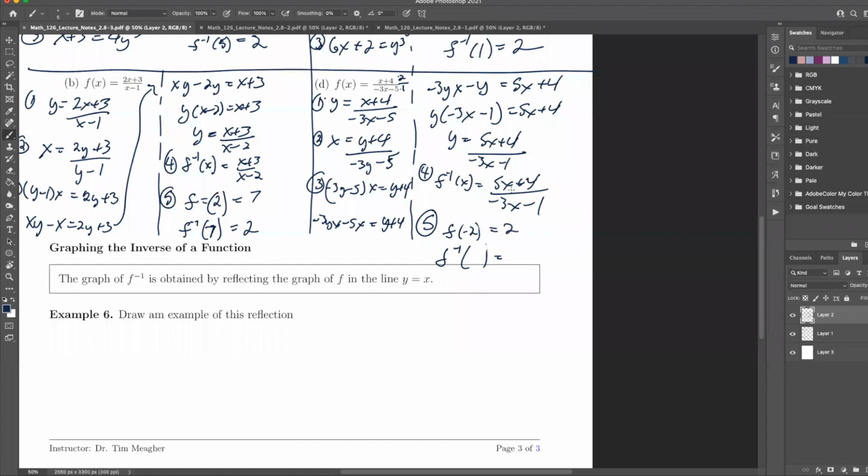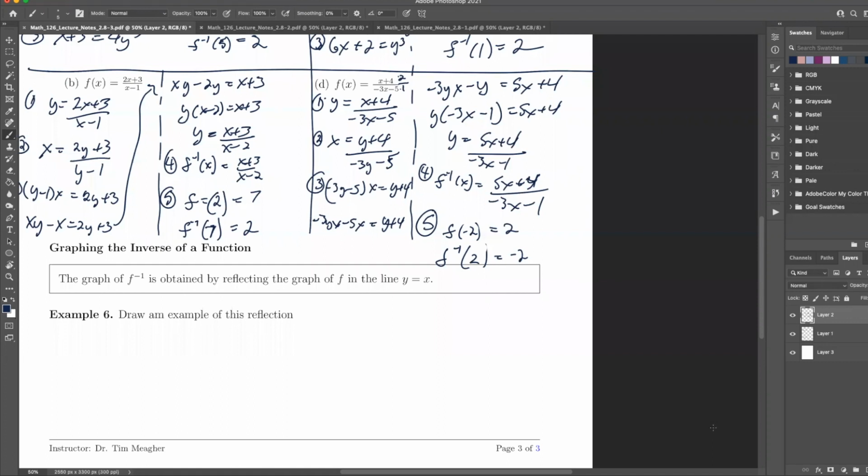If I plug in 2 here, oh yeah, this will work out, right? My brain just died on me. So here I'll have 10 plus 4, so 14 over negative 6 minus 1, so negative 7, so 14 over negative 7, which is minus 2. So that works out, right? So sometimes when you're picking a point, try to pick a point so your fraction's not bad.